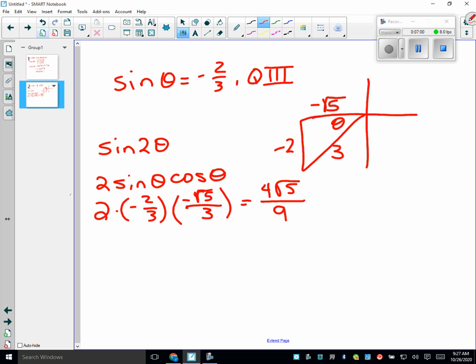But you're good? Okay. What if I took the same problem and asked you to find the cosine of 2 theta? Does it matter which variation of cosine we do? It does not. You will get the same answer. I generally use cosine squared minus sine squared, just because I pick one that I use more than anything. Okay? I know what cosine is. I know what sine is. Don't I? Yeah. So isn't cosine 2 theta equal to negative radical 5 over 3 squared minus negative 2/3 squared?